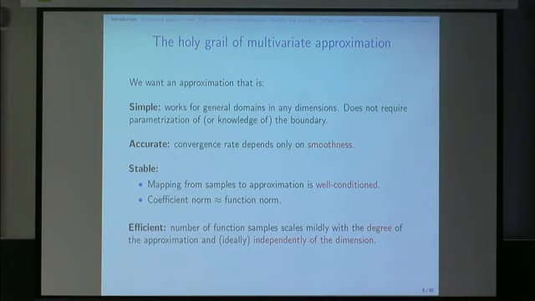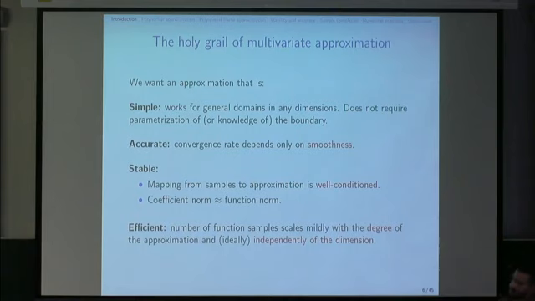Secondly, we want accuracy. We'd like convergence rates that depend on smoothness in exactly the same way we have in tensor product domains. And we want stability. Okay? So I'm going to be a bad numerical analyst and mix stability and conditioning in this talk, but we'd like a mapping from our samples to our approximation that is well conditioned. And secondly, we'd like the norm of the coefficients of our approximation to be approximately the norm of the function, exactly like we have in tensor product domains with Parseval's identity.